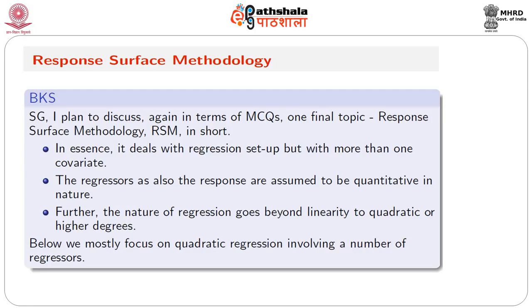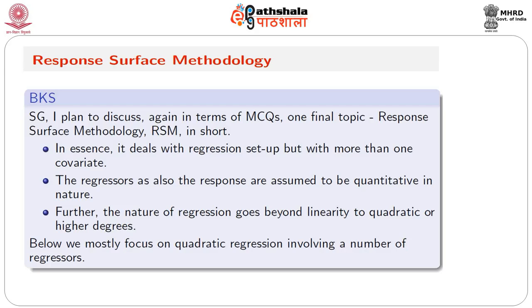Sagorika, as I said, this is the last topic that we are going to take up, response surface methodology, RSM in short. I plan to discuss this topic again in terms of MCQs. In essence, as I said in the introduction, it deals with a regression setup, but with more than one regressor or more than one covariate. The regressors, as well as the response, are all assumed to be quantitative in nature. Okay. The response variable is y, which is quantitative. The regressors x1, x2, etc., are also regarded as quantitative.